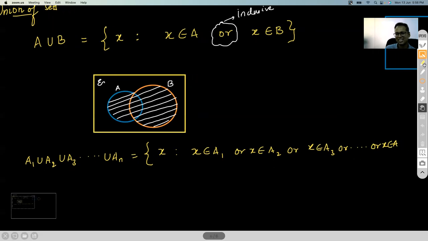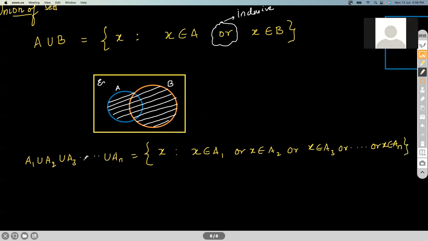Is that fine? Any questions? Very simple. Not to worry about it. So the union must contain all the elements. Sorry? Present in A and B. Must it contain all the elements present in A and B, or would some specific elements do? All the elements which are present in A and B. I'll give you an example.